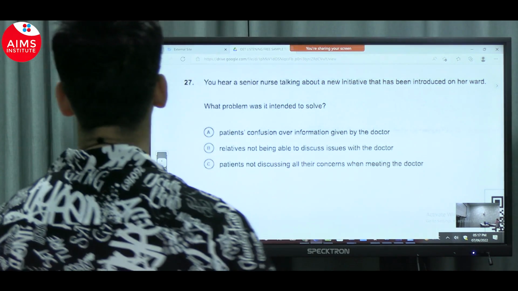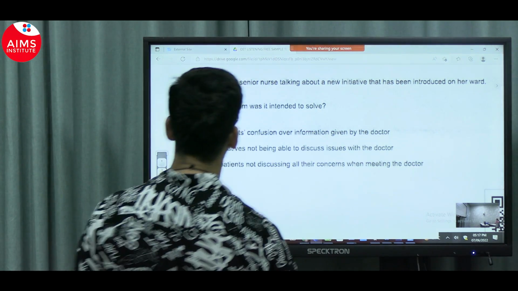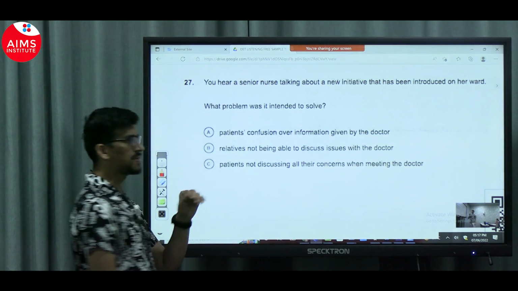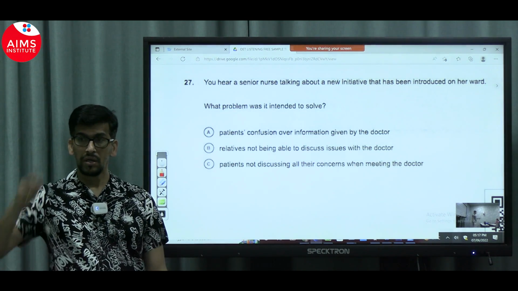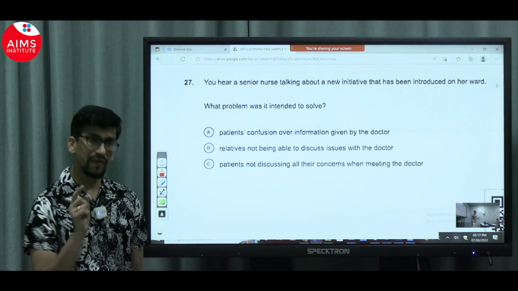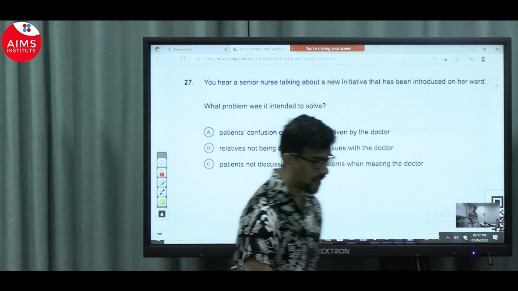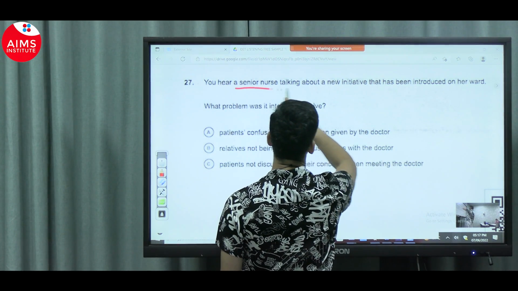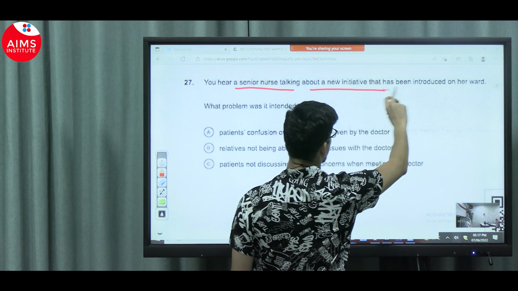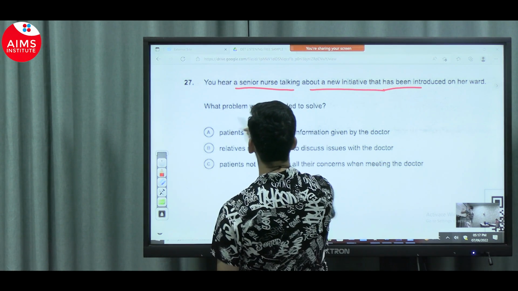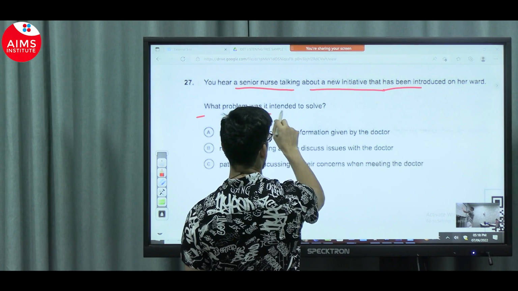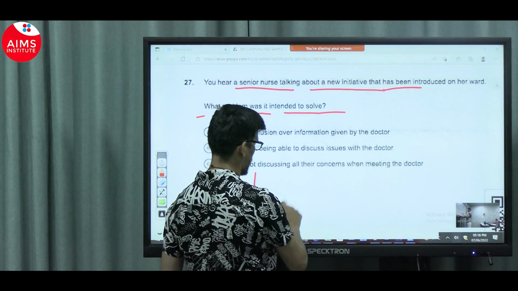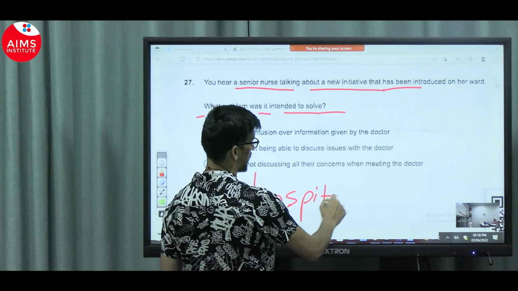You hear a senior nurse talking about a new initiative that has been introduced on her ward. Okay, the first basic thing you should take into your mind now: in every question, first you should know where you are. Now, you hear a senior nurse talking about a new initiative that has been introduced on her ward. What problem was it intended to solve? Anyway, this is a hospital. How did you understand this is a hospital?